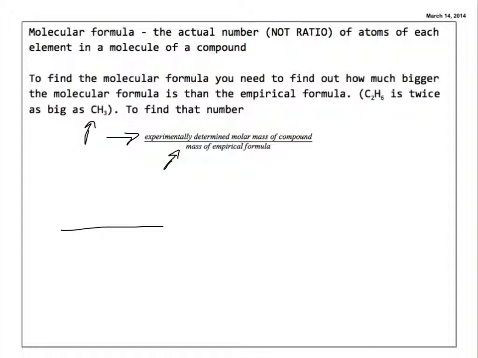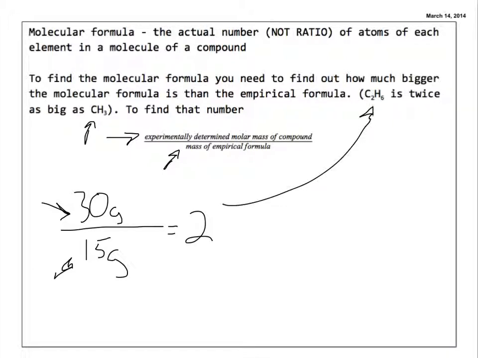So that's a mass of 15 grams. And the problem would tell you that the actual formula is 30 grams, for example. So you take the molar mass, divide it by the empirical mass, and you get the answer of 2, which means that the actual formula is twice as big as the empirical formula. So you multiply the two numbers, C1H3 by 2, and you get C2H6.